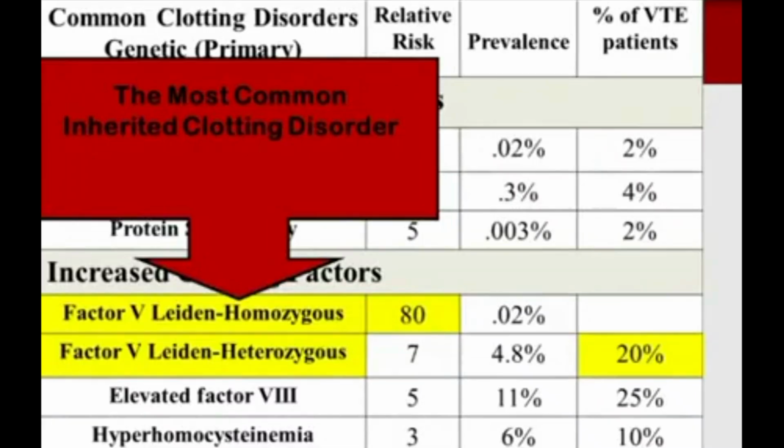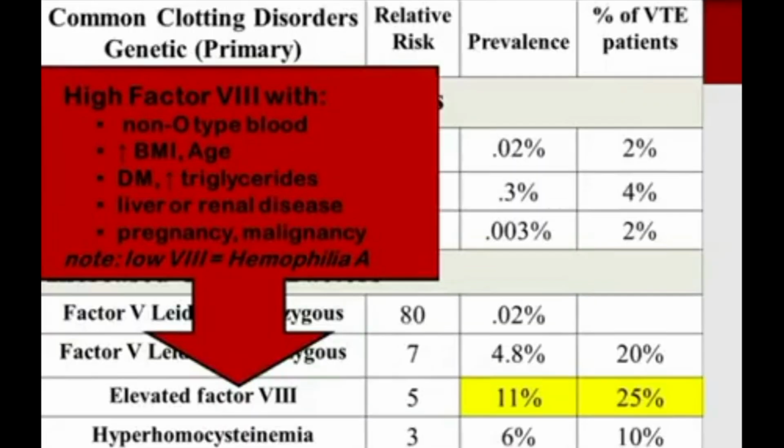The most common coagulopathy that we see is factor V Leiden. Okay, this is the most common inherited clotting disorder. As you can see, those patients with factor V Leiden will have a very high propensity to have DVTs after orthopedic surgery. Another one of importance is elevated factor VIII. So elevated factor VIII may be seen in a number of different types of situations, including high BMI, older patients, patients with diabetes. It should be noted that low factor VIII is actually what causes hemophilia type A.